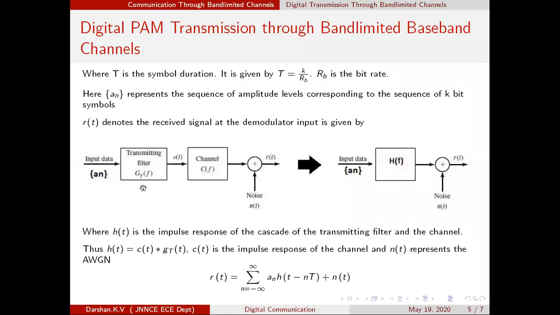So what the author thought was, let us cascade or combine the two blocks, that is the transmitter filter and channel filter, into a single block, which is named as H of f.